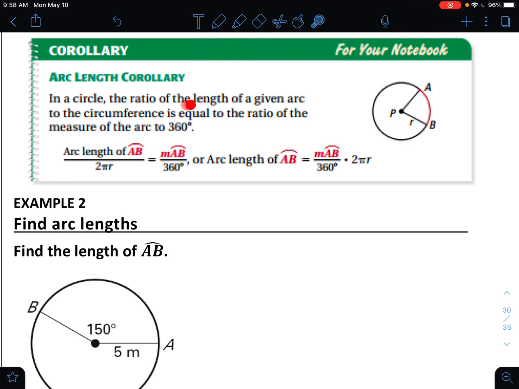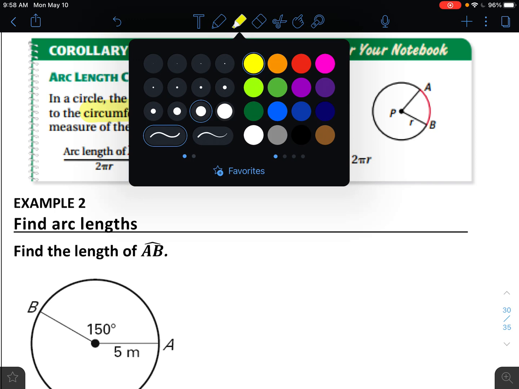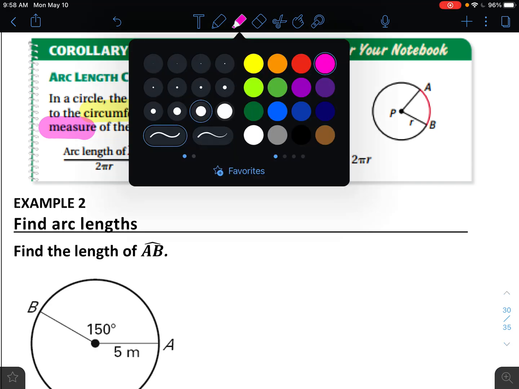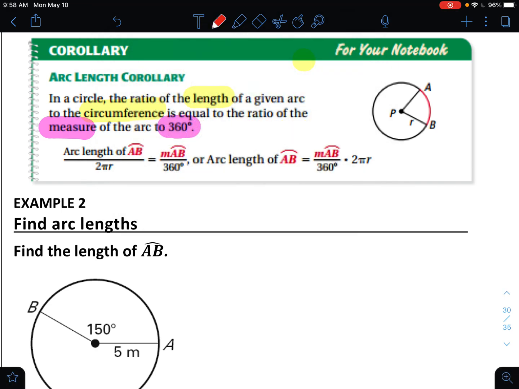Arc length: in a circle, the ratio of the length of the arc to the circumference is equal to the ratio of the measure to 360. So I want you to see here that length goes with circumference, and the measure goes with degrees. When we say length, we're not talking about the degrees. So I've got arc length over pi r squared. Remember, that's just circumference. So a portion of the length of the circumference is equal to the degree measure out of 360 degrees.